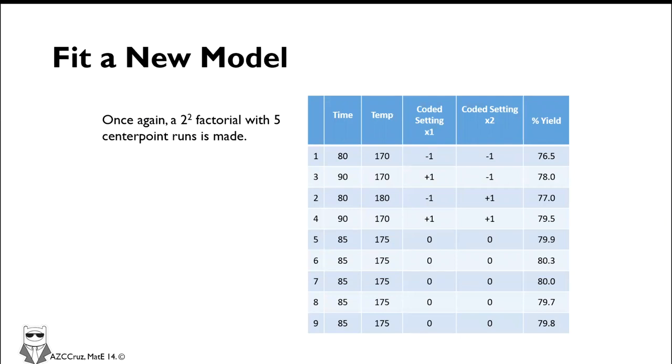So our low setting, which is the negative 1 setting, is 80 minutes for time, and the plus 1, which is the high setting, will now be 90 minutes. Then our temperature is also plus minus 5, so 170 degrees Fahrenheit will be the new low setting, that's negative 1, and the plus 1, or the high setting, will be 180 degrees Fahrenheit. This one on the slide is wrong, this should be 180 because it should be the high.